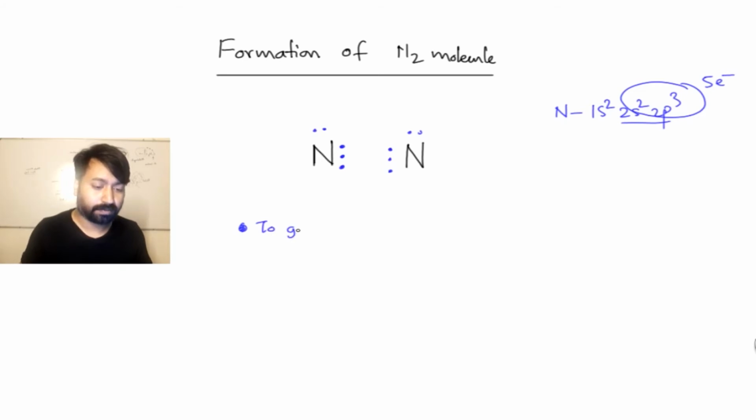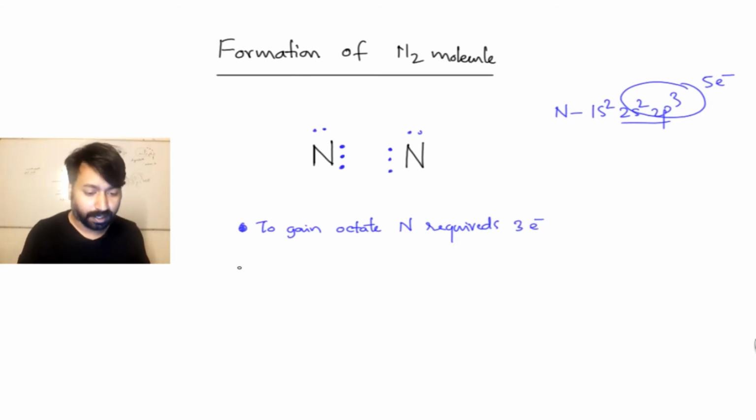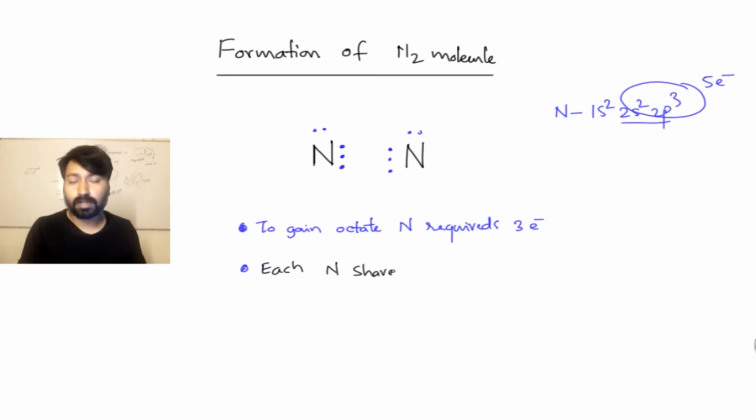To gain an octet, nitrogen requires how many? 3 electrons. 3 electrons are required, and because of that we can make a statement here: each nitrogen shares a total of 3 electrons in order to gain the octet.